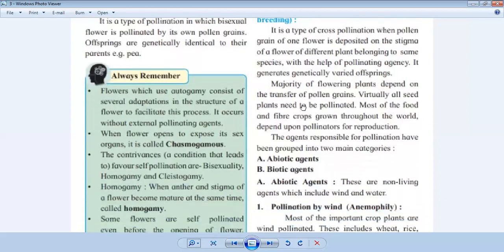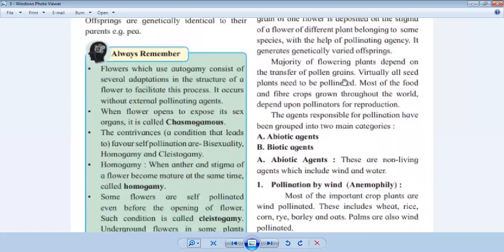Majority of flowering plants depend on the transfer of pollen grains. ठीक है, ज्यादातर प्लांट जो होते हैं वो पोलन ग्रेन्स ट्रांसफर करने के लिए किसी एजेंट पे डिपेंड होते हैं. Virtually all the seed plants need to be pollinated.